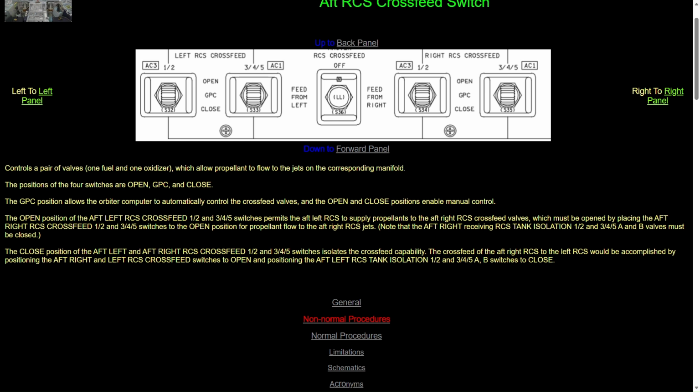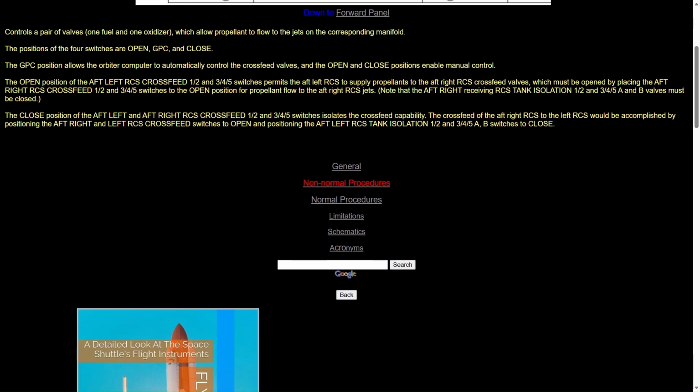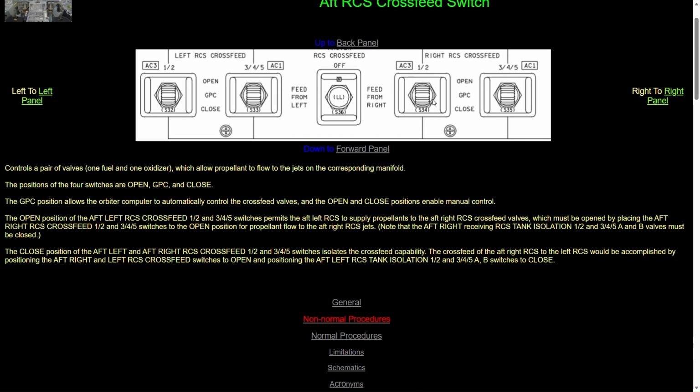Now, the closed position of the aft left and aft right RCS crossfeeds 1, 2, and 3 switches isolates the crossfeed capability. So what it's doing is it's not allowing the crossfeed to actually move the propellants.